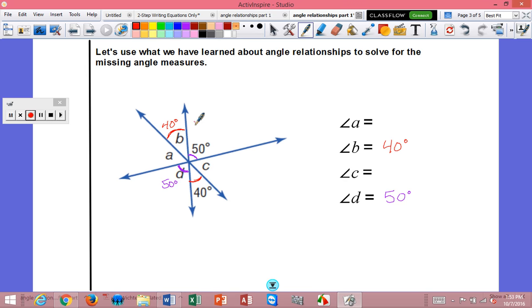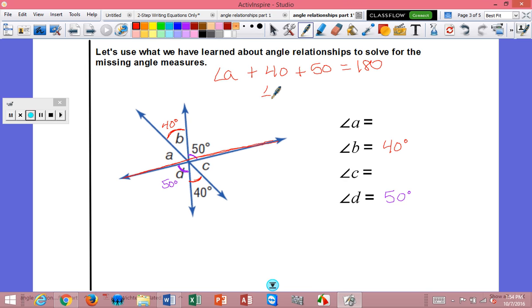Now, I'm going to look at this line right here. Remember that every line measures 180 degrees, so that means 50 plus 40 plus some number is going to equal 180. So if I were to add 50 and 40, I would get 90. And let me write this out for you. So I know that angle A plus 40 plus 50 equals 180.